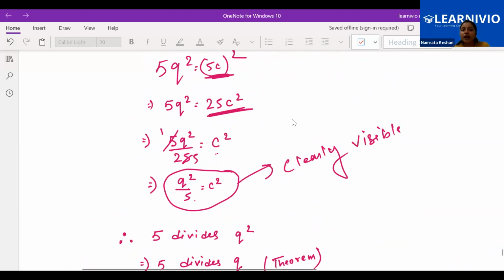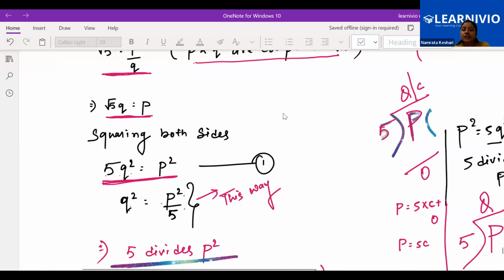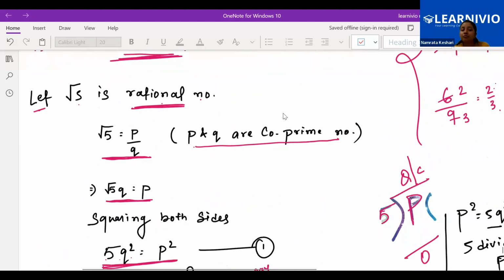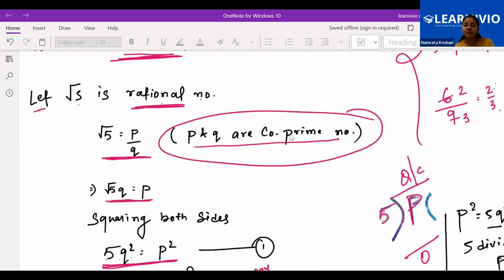Are you getting it? How to prove it? Same step, exactly the same step we have to perform. It's not about just the steps, you need to understand. Aisha, Arya, and Abdul, please write this terminology that P and Q are co-prime. If you are assuming A by B, you need to write A and B are co-prime. Please mention it over there.